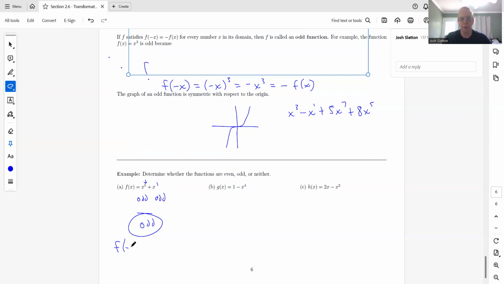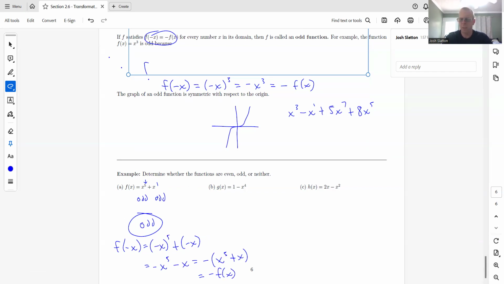But if you want to prove this, let's start with negative x, because both of these rules start with f of negative x, and see what it equals in the end. So we have negative x to the fifth plus negative x. All we're doing is taking this function, plugging in negative x for each x. Negative x to the fifth, that's still going to be negative x to the fifth. This would just be minus x. Now we can factor out a negative. And what is that? That is negative f of x. And so that proves that this one is odd.